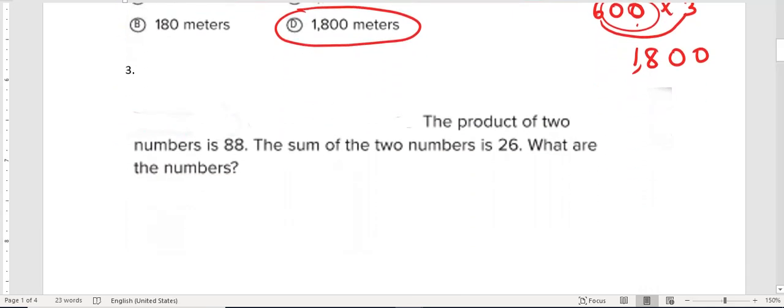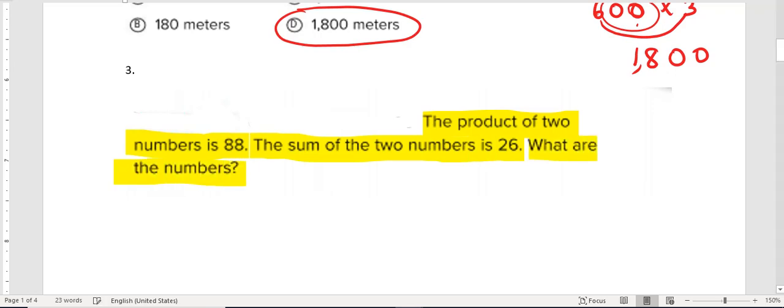Question number 3. The product of two numbers is 88. The sum of the two numbers is 26. What are the numbers? Okay, I'm going to use a very simple example first before we solve this actual question. No, I'm not going to use this. Let's go straight to this example. I don't want to confuse you. So we have two numbers. The sum of these two numbers is 26. The product of these same numbers is 88. We are asked to find these two numbers.